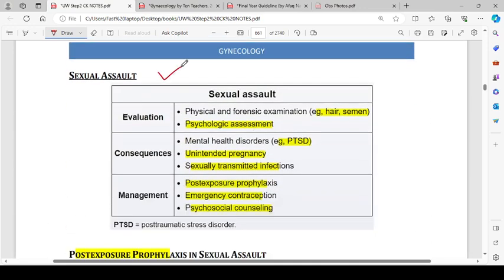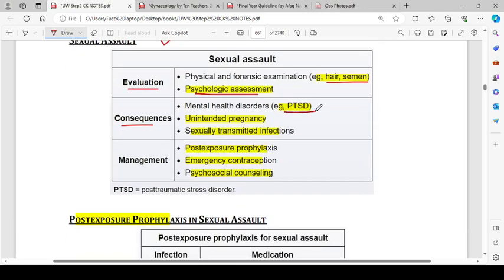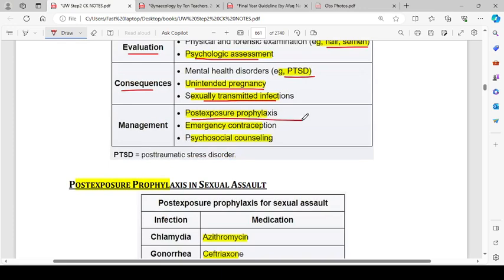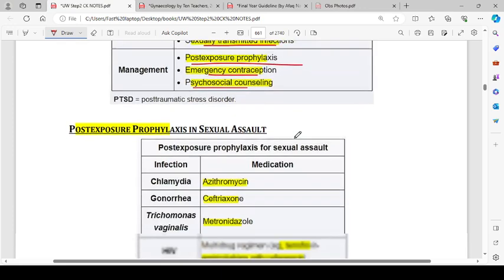Sexual assault. How do you evaluate that? Physical and forensic examination, for example, hair and semen, and psychological assessment, consequences, mental health disorders like PTSD, unintended pregnancy, and sexually transmitted infections, management, post-exposure prophylaxis, emergency contraception, and psychological counseling.